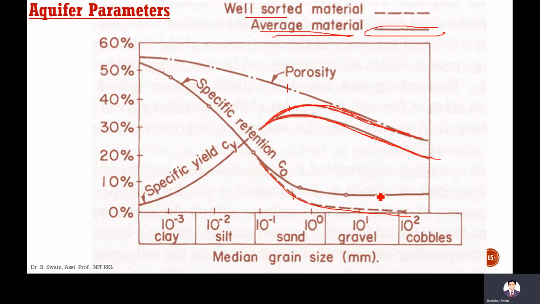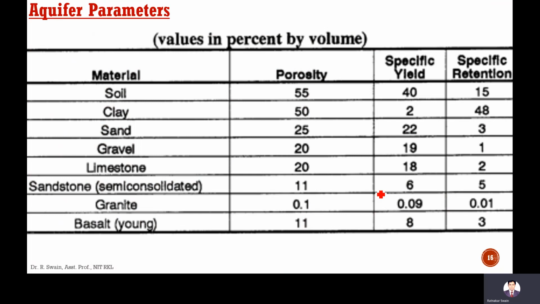If the sorted material is taken into consideration, these are the porosity, specific yield and specific retention of different soils. You can see for normal soil porosity is 55, specific yield is 40, so specific retention will be 15. Clay has 50 porosity, and you can see the specific yield is very less. The porosity is high, but specific yield is less, so the retention is 48. Sand has a porosity of 25, which is less, but 22 is yield and 3 is retention. More yield in the sandy soil.